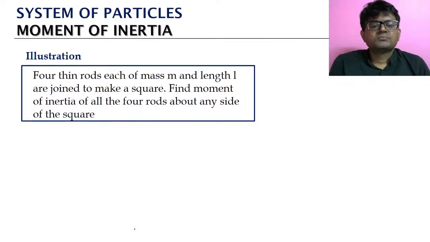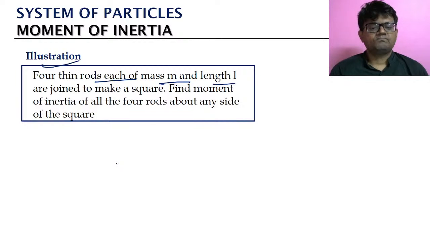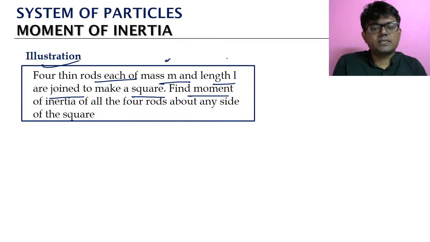அடுத்து பாருங்க, 4 thin rods, each mass m and length l. So 4 rods இருக்கா. Each of them is having a mass m and length l, are joined to make a square. Rods join பண்ணி we are making a square. Okay. Find moment of inertia of all the 4 rods. All the 4 rods moment of inertia நம்ம calculate பண்ணோம்.